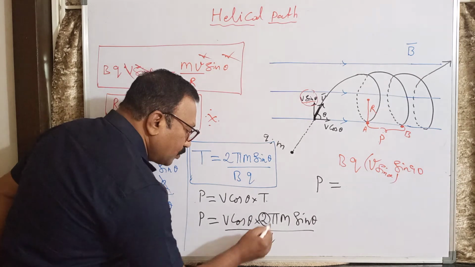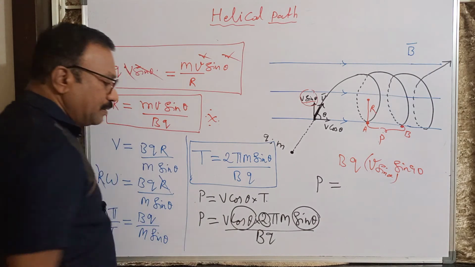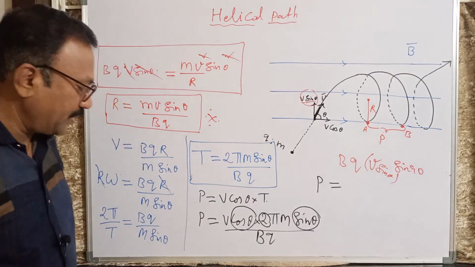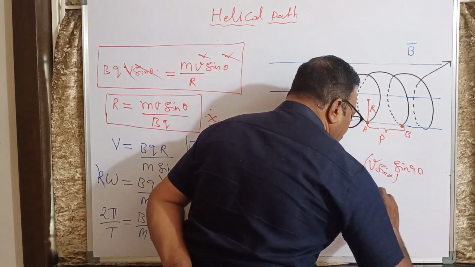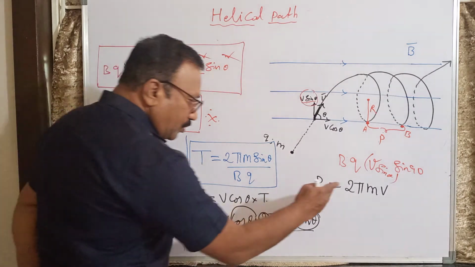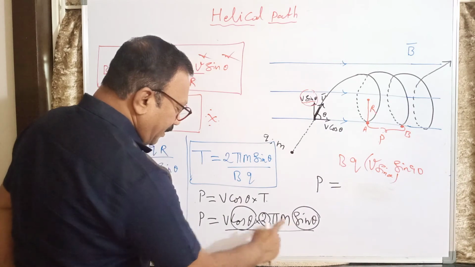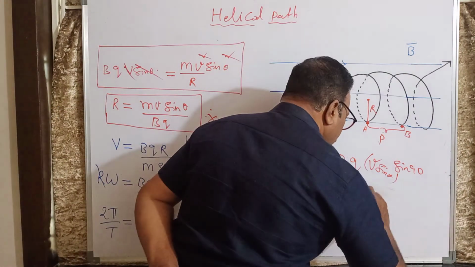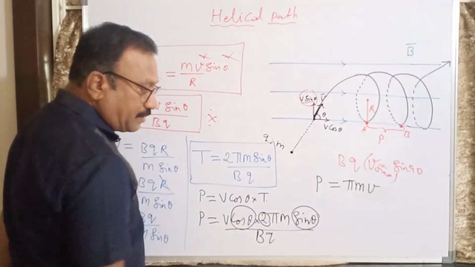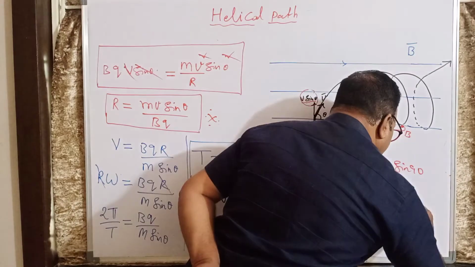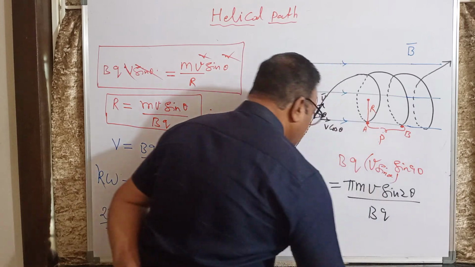Now let me write P finally. Here is 2 sin theta cos theta. What is 2 sin theta cos theta? Sin 2 theta. So pi M V, 2 already I have used, pi M V, and 2 sin theta cos theta is sin 2 theta, divided by BQ.